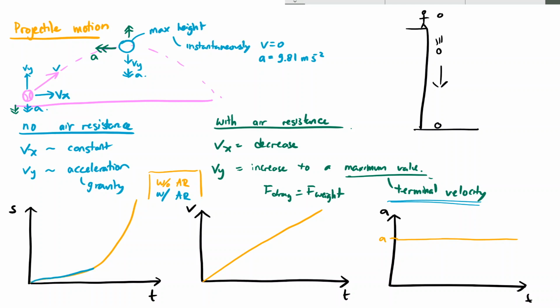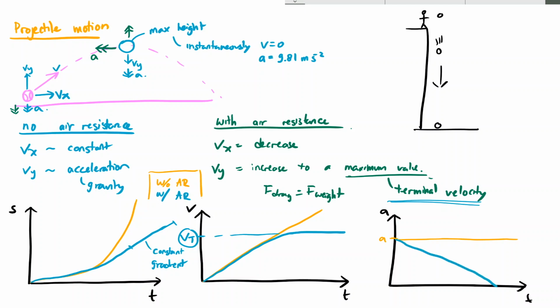So the S will increase till it reaches a constant gradient. Like this point would be constant gradient. So how we represent this is as there. And this value would be the terminal velocity. Okay? The acceleration at this point, this gradient is 0. So acceleration must at one point reach 0 there. So this is, the blue one is with air resistance, the yellow one is without air resistance.